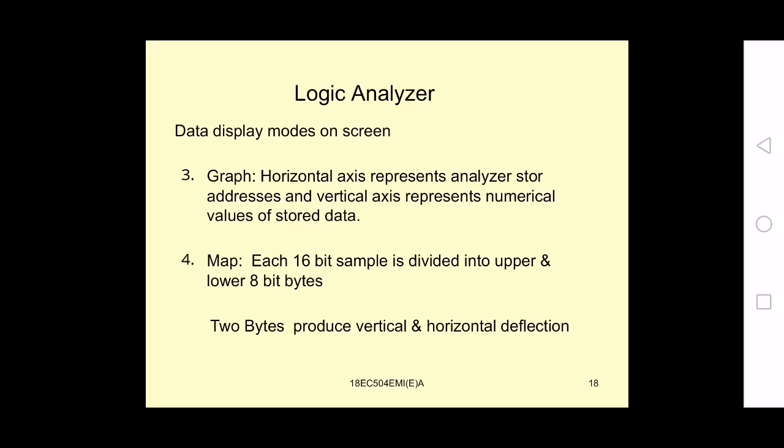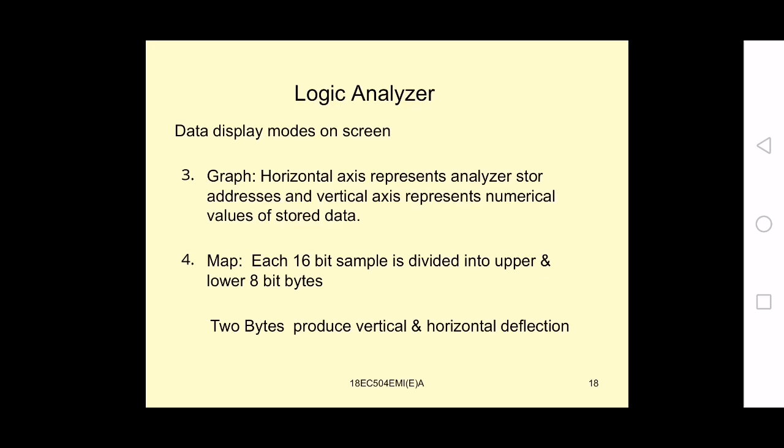The third data display mode on screen is graph. In a graph you will have a horizontal as well as a vertical axis. The horizontal axis represents the analyzer's stored start address, and the vertical axis represents the numerical values of stored data.